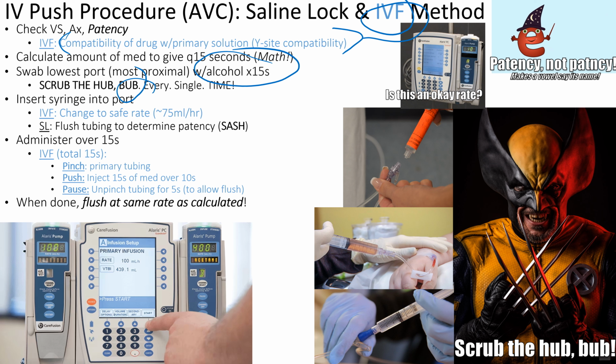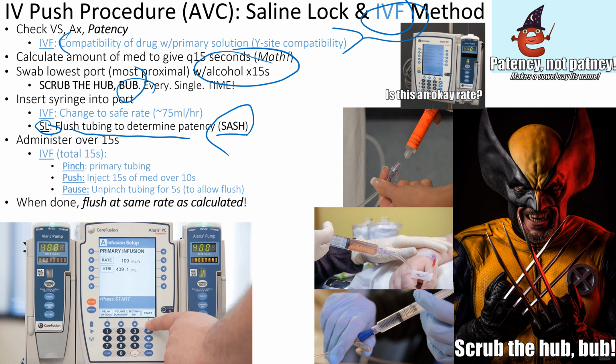Scrub the hub every single time. Then insert the syringe into the port, and if it's IV fluids, you're going to reduce or increase the rate to 75. If it's just staying locked, all you do is make sure you've flushed it. You already did that ahead of time because we already hooked it up. Then we administer safely, over 15 seconds for each little dose. And if it's straight into the saline lock, you just give it nice and slow, continuously.